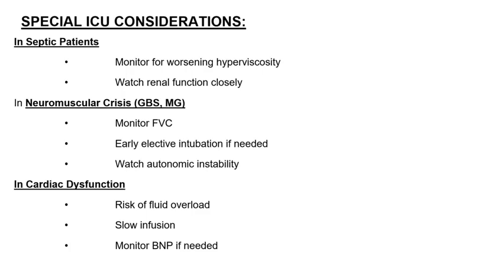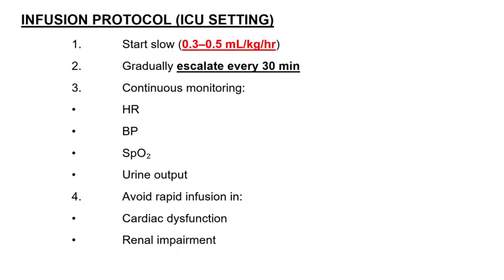In neuromuscular crisis patients like GBS and myasthenia gravis, we have to monitor forced vital capacity, early elective intubation if needed, watch for autonomic instability. In cardiac dysfunction, risk of fluid overload is present, therefore the infusion should be very slow. Monitor BNP if needed.